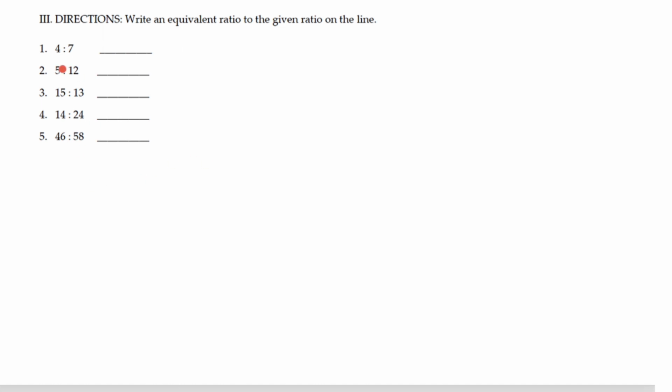So, example number 1. Meron kayong 4 is to 7, di ba? Since you have 4 is to 7, it is already in its simplest form. So, ang gagawin na lang natin, i-multiply natin si 4:7 or 4 and 7 sa parehong number. So, I would like to use 2. I'm going to multiply 4 times 2, which is 8, and 7 times 2 is 14. So, my equivalent ratio for the first one is 8 is to 14.